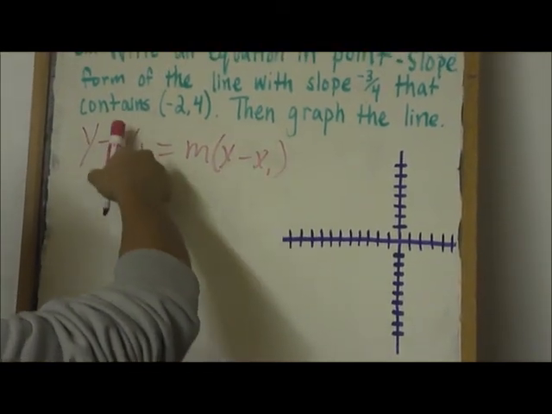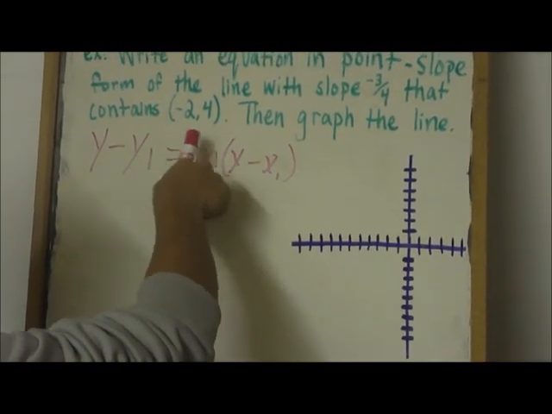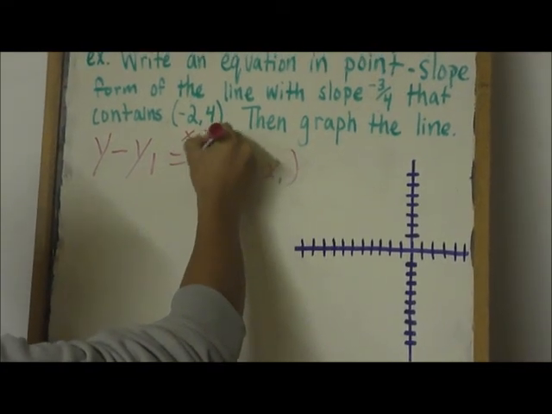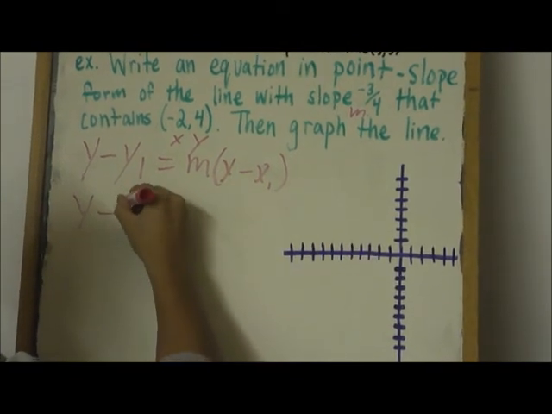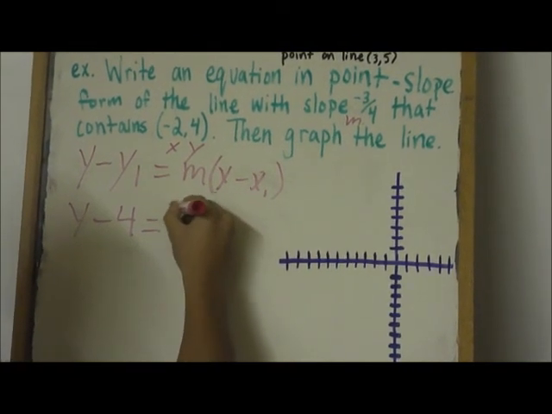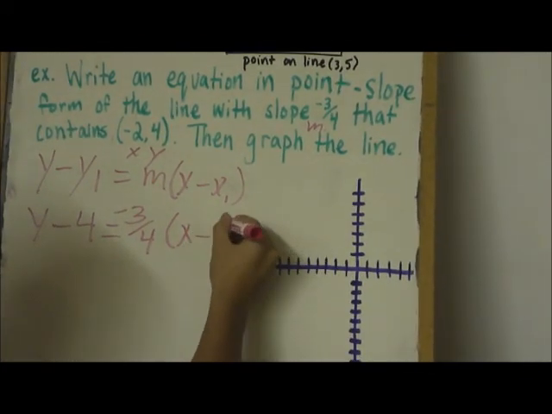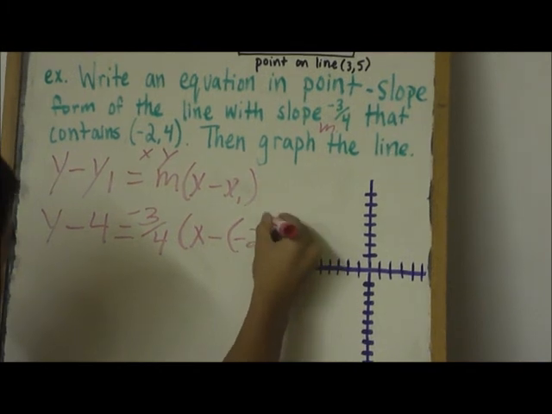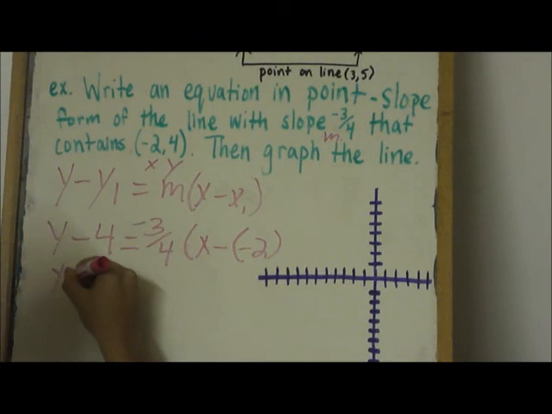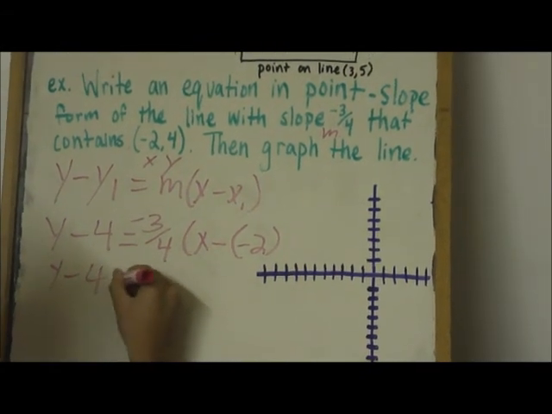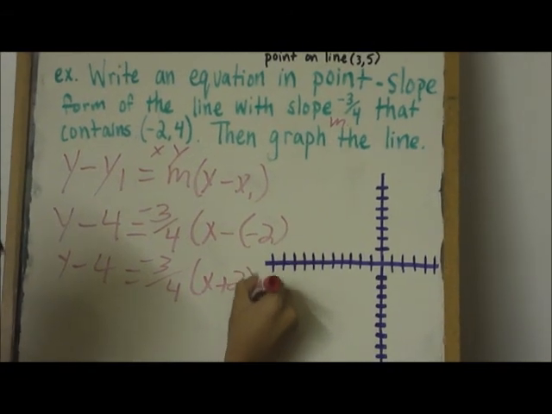Since they give you the slope and the point that is on the line, this would be x and y, and this would be m. So now you just plug it in. Y minus 4 equals -3 over 4 parentheses x minus parentheses -2. This sign changes to a plus sign, so rewrite it. Y minus 4 equals -3 over 4 parentheses x plus 2.